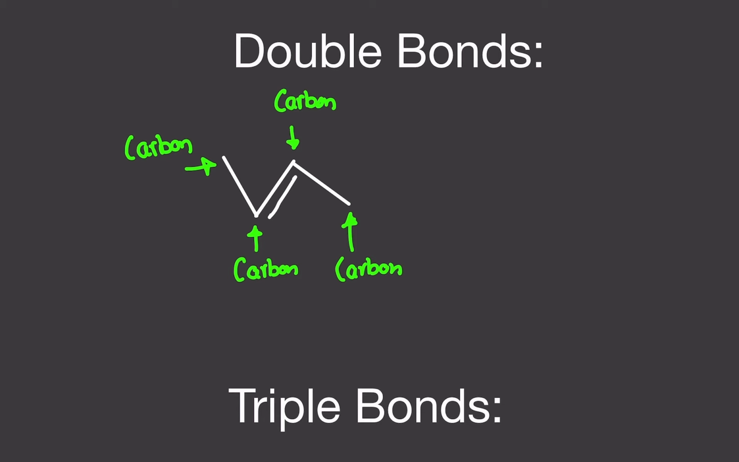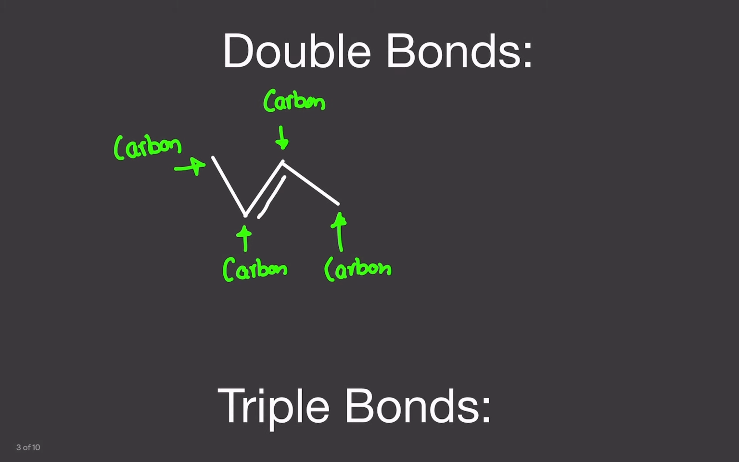This is not showing you that you have a carbon here, a carbon here, a carbon here, and a carbon here. No, no, no. What this is showing is that you have this, like that, like that, like that. This is what this bond line is showing: you have a double bond between this carbon and this carbon.